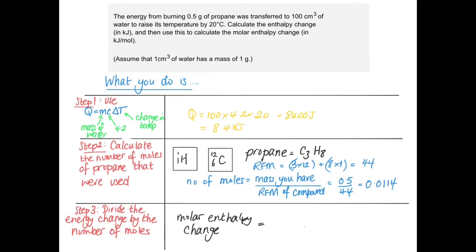Now for the last part, we need to calculate the molar enthalpy change. To calculate the molar enthalpy change, you divide the energy change, which is the enthalpy change, which is this number here, by the number of moles, which is this number here. So this is the enthalpy change, but we need to calculate the molar enthalpy change. You divide the energy change by the number of moles. So let's put the numbers in.